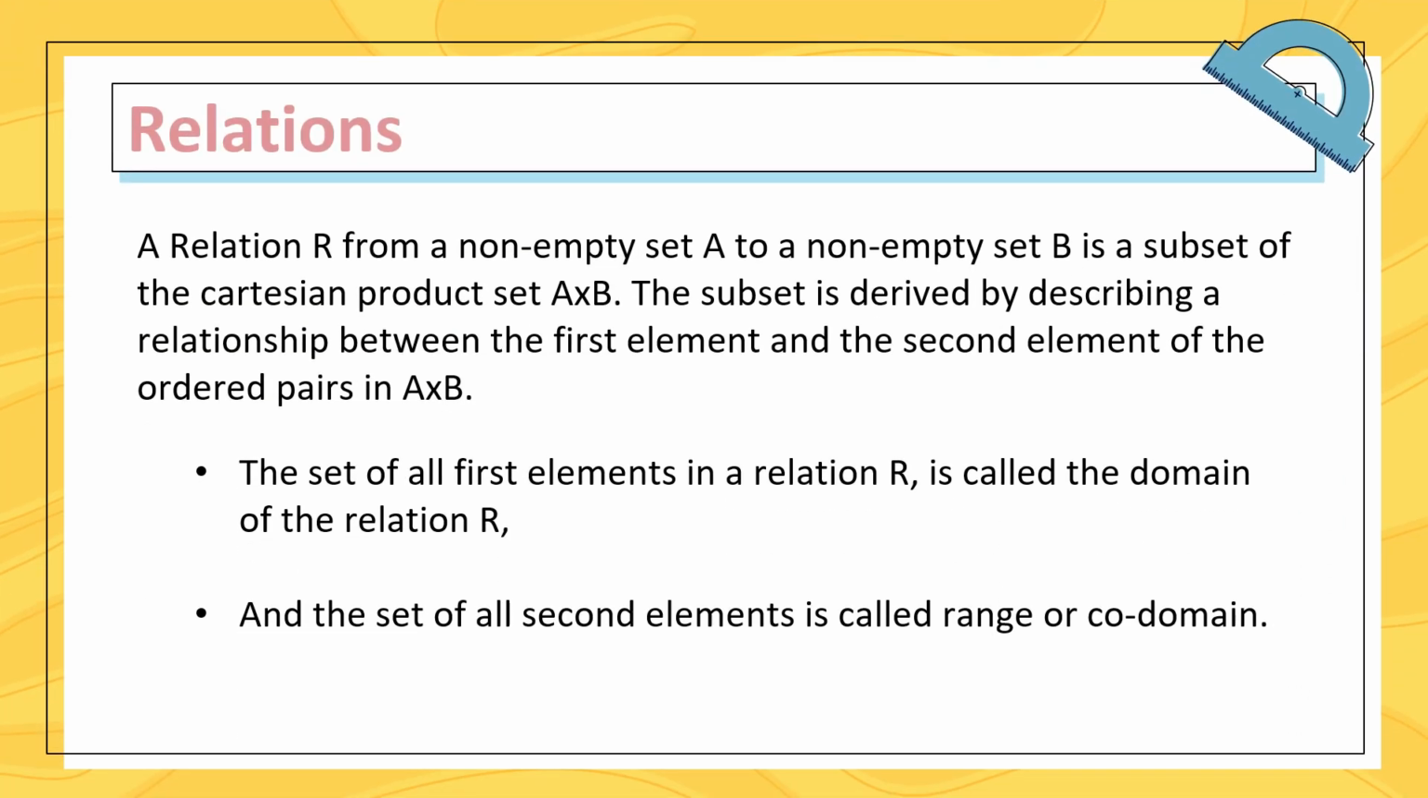A relation R from a non-empty set A to a non-empty set B is a subset of the Cartesian product set A cross B. The subset is derived by describing a relationship between the first element and the second element of the ordered pairs in A cross B. The set of all first elements in a relation R is called the domain of the relation R, and the set of all the second elements is called the range or codomain.